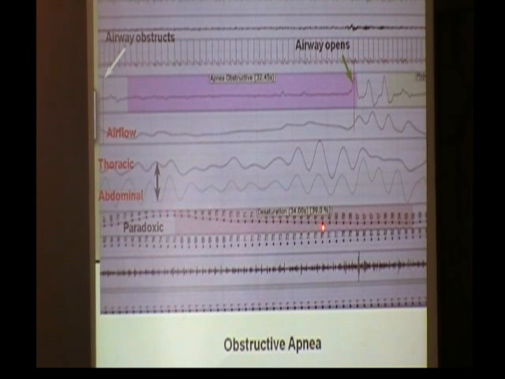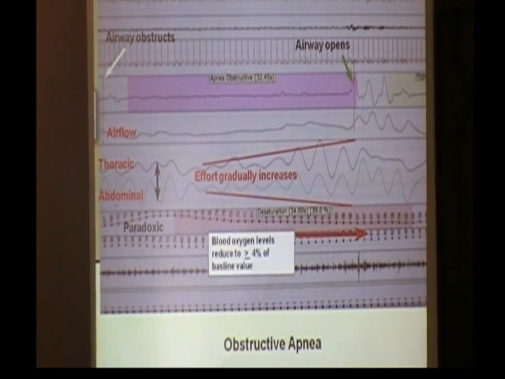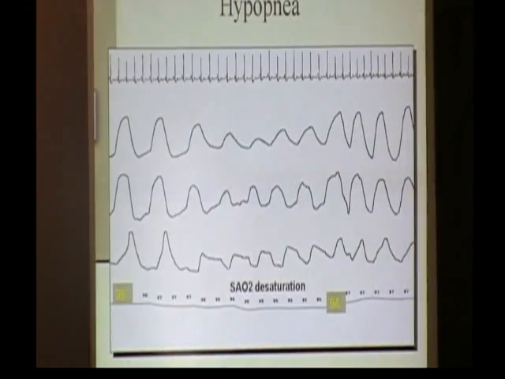The oxygen drops to 57%. Okay, the effort blood levels less than 4%. So this is the 3-minute page. If you take a look at the oxygen, it goes up and down, up and down.